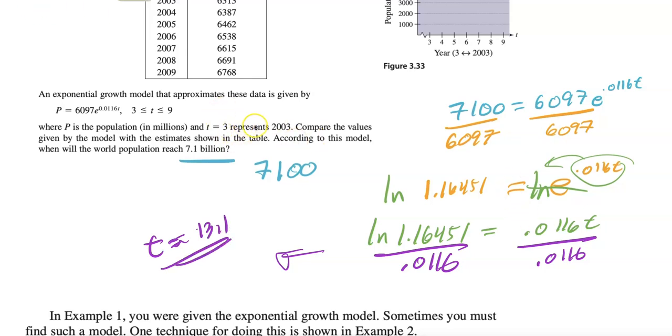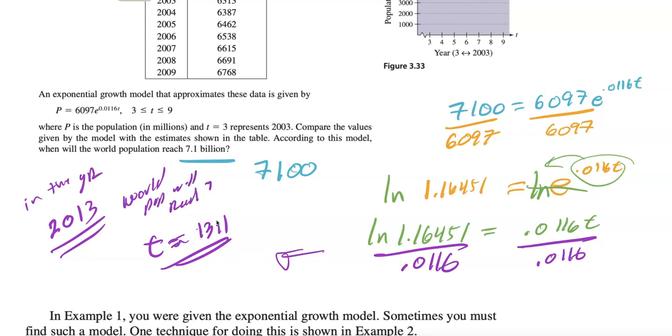Since t equals 3 corresponds to 2003, this must be 2013. In the year 2013, the world population will reach 7.1 billion. So that's how it goes. They want to know when it reaches that, so you just plug that in for the population and solve.